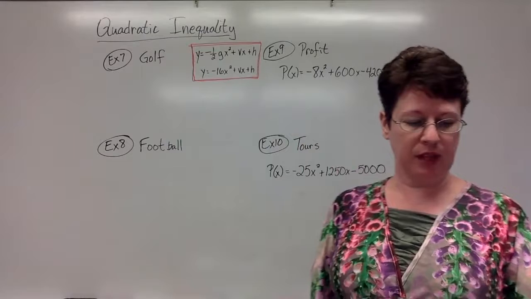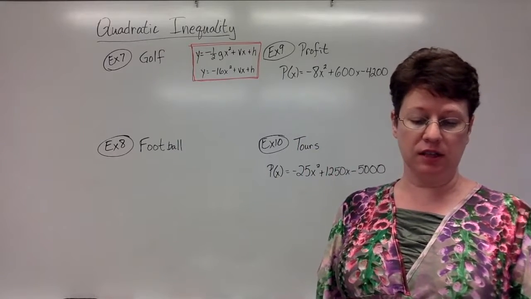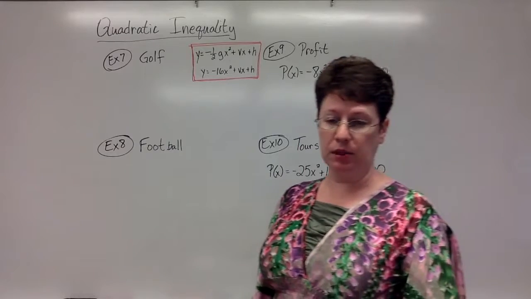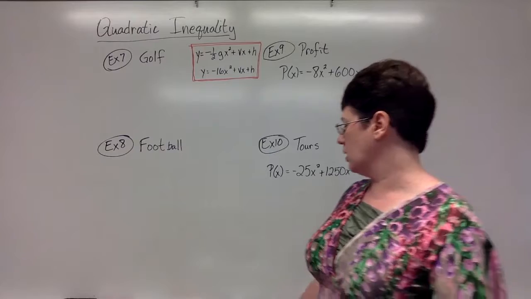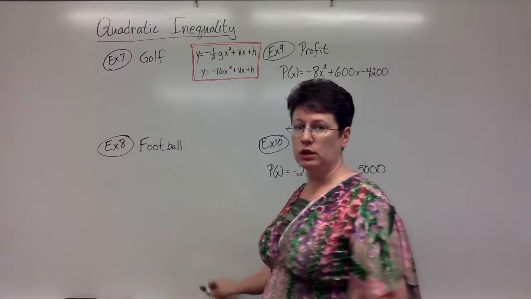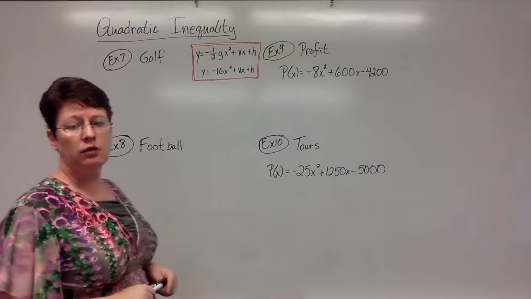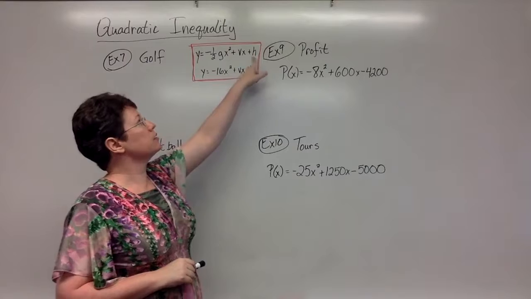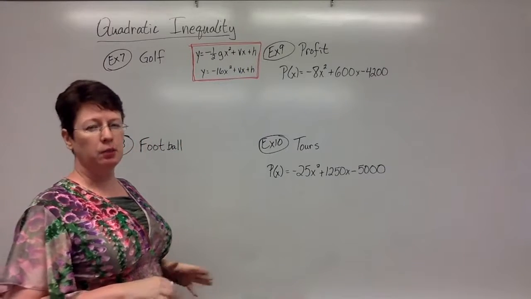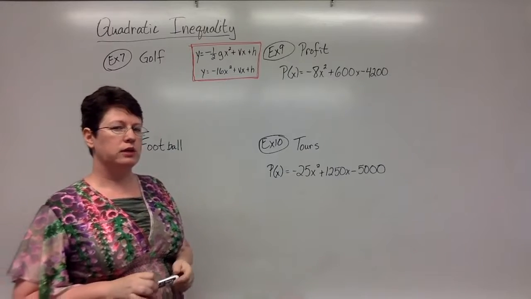Example 7. A golf ball is hit from ground level at an initial velocity of 80 feet per second. How many seconds before the ball hits the ground? Well, we have to start by writing our equation. It's actually really easy. The equation comes from physics. The negative 1/2 g x squared plus the velocity times x plus h, our height. Now remember, g stands for gravity, and they told you gravity was 32.2.